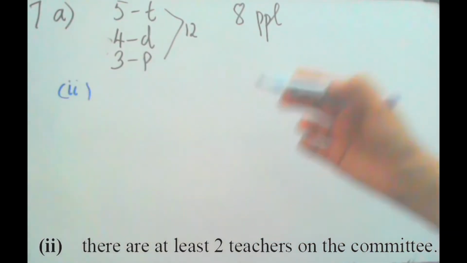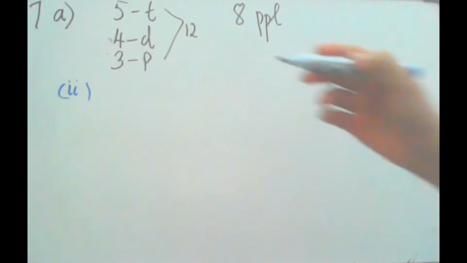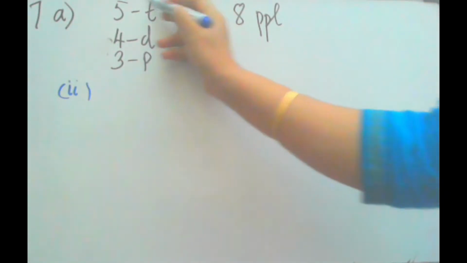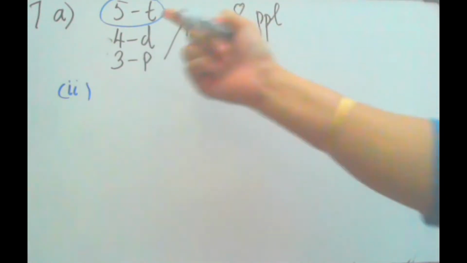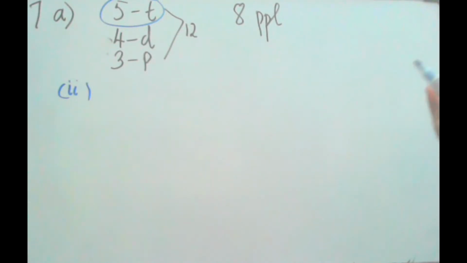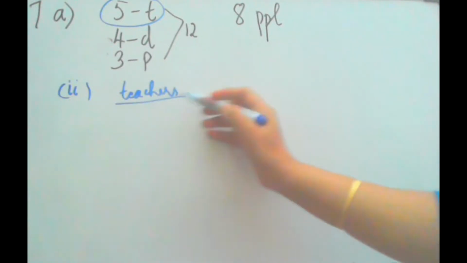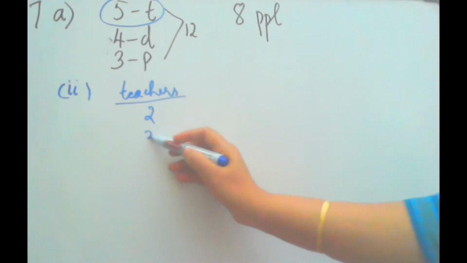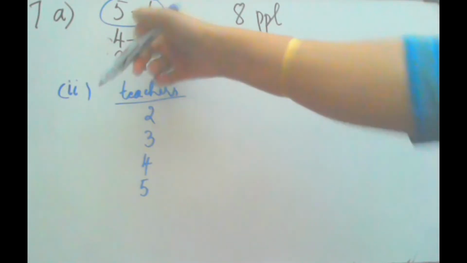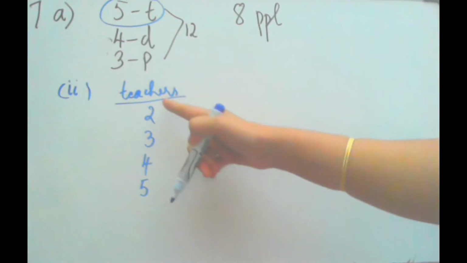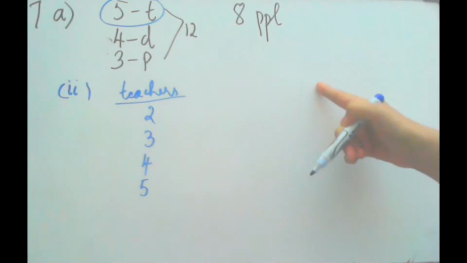Now the II part. There are at least 2 teachers on the committee. So we have totally 5 teachers, at least 2 teachers, meaning we need to have at least 2, but we can have more than that. So we have options for teacher selections like this. At least 2, I can have 3, I can have 4, or I can have 5, because we have maximum 5 teachers. So depending on the choice of teachers here, we will select the other people.